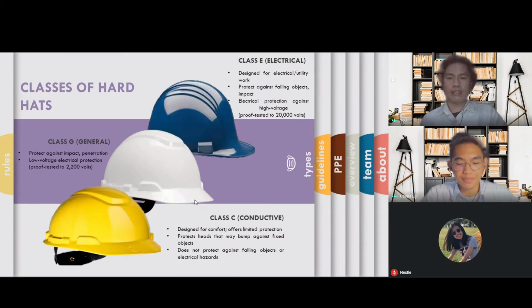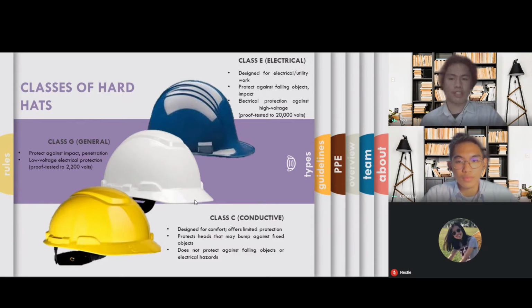Ang unang class ay electrical. Ito ay electrical type na hard hat. Kadalasan ay ginagamit ito ng mga electrical engineers or technologists. Kung may nakikita man kayo na Meralco workers na nag-aayos ng poste ng kuryente, mapapansin nyo na gantong klase ng hard hat ang kanilang suot. Ito kasi ay electrical protection against high voltage. So umaabot hanggang 20,000 volts ang kanyang i-resist.